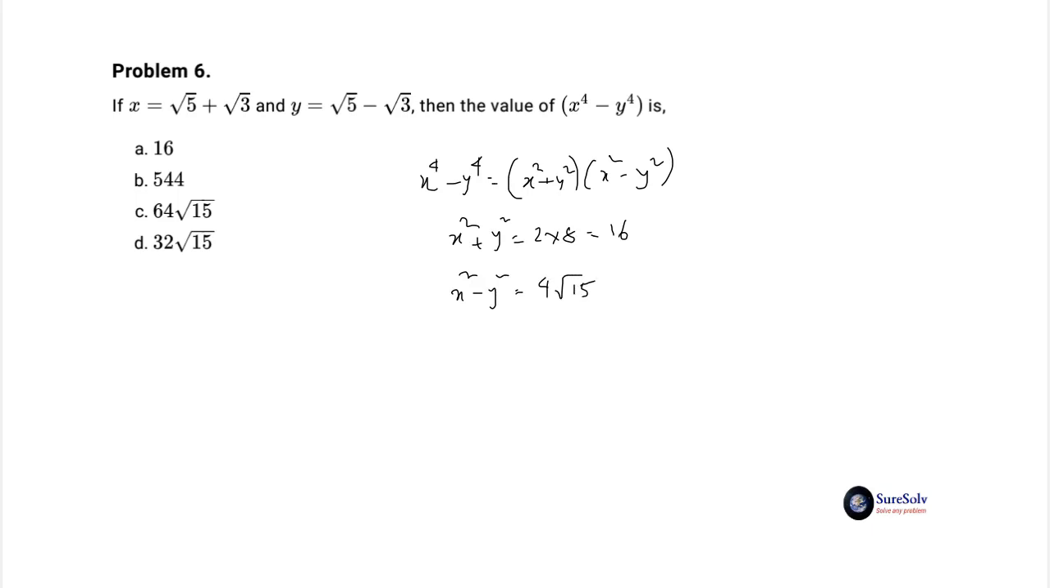So, x to the power 4 minus y to the power 4 equal to x square plus y square multiplied by x square minus y square equal to 16 times 4 root 15 equal to 64 root 15. This is the quickest solution done in mind. Answer is option C 64 root 15. Let's solve the next problem.